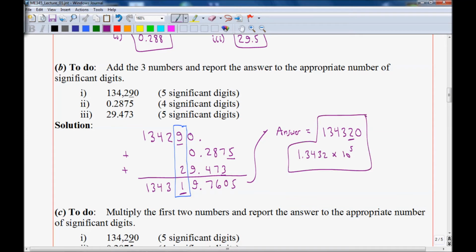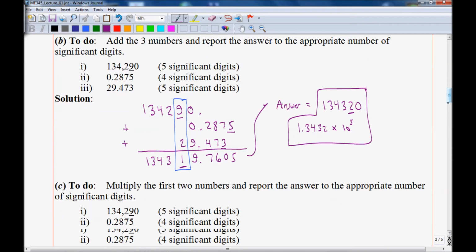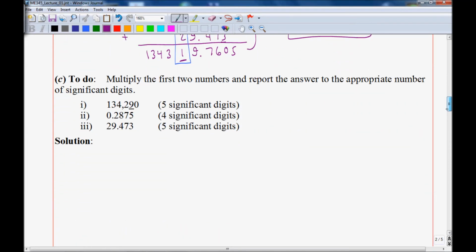And notice that we've gained a significant digit. Even though our lowest significant digit number had 4, we gained 5. We gained 1 to have 5 significant digits in our answer. And the reason that happens sometimes is because of the way these columns align. All the information on these digits here are pretty much meaningless because our least significant digit is there in the final answer. Let's finally multiply these 3 digits together and see what happens.